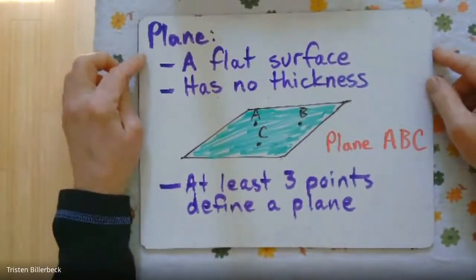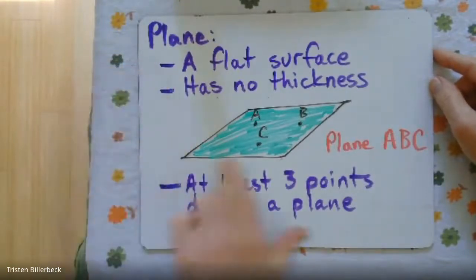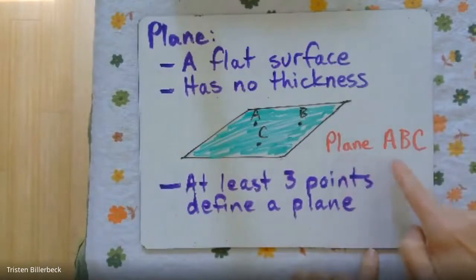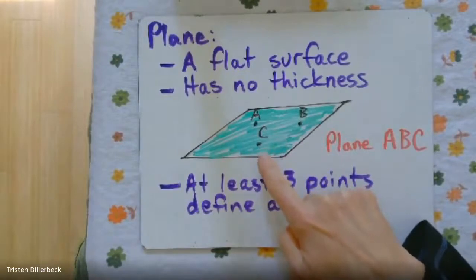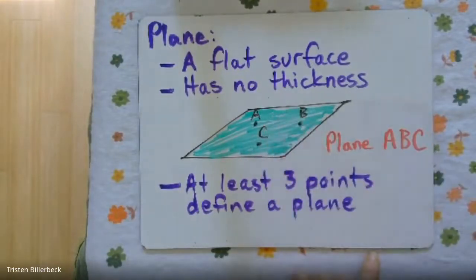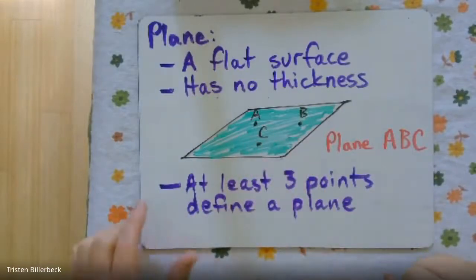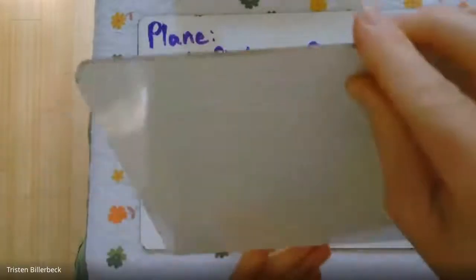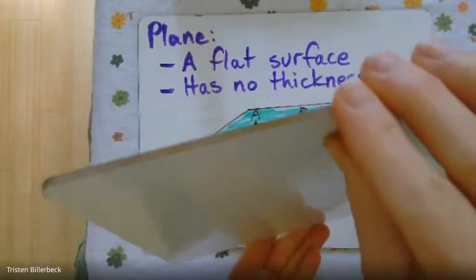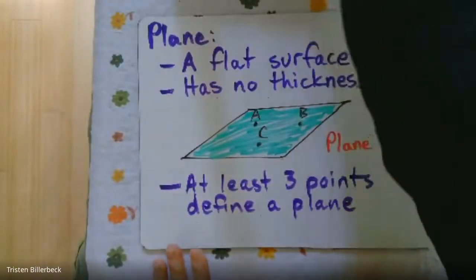A plane is a flat surface. It has no thickness. So this would be a plane. We'd call it plane ABC. It could also be plane BAC or plane CAB or plane CBA. So there's a lot of ways you could name this plane with the 3 points. At least 3 points define a plane. A plane is like these little boards that I use, except this board has some thickness, but a plane has no thickness.